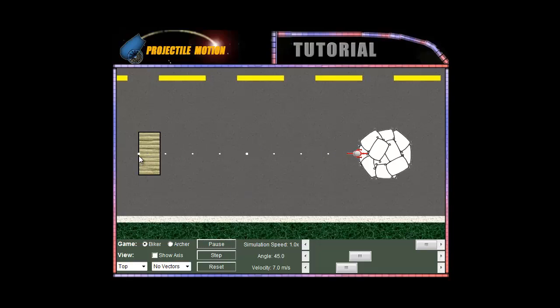Now you can see that the simulation drops a dot at prescribed lengths of time. I don't know what those times are, it doesn't matter, but let's say it's every 0.1 seconds it drops a dot. And you notice the dots are evenly spaced, suggesting that the motorbike is moving with a constant speed.